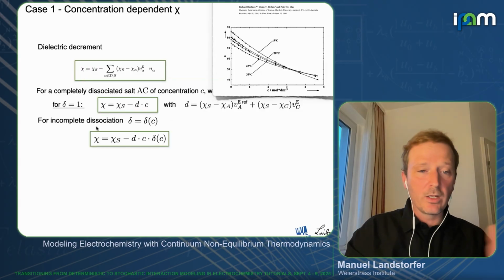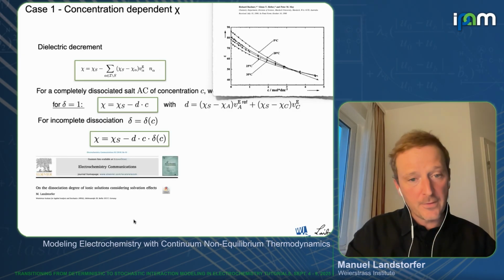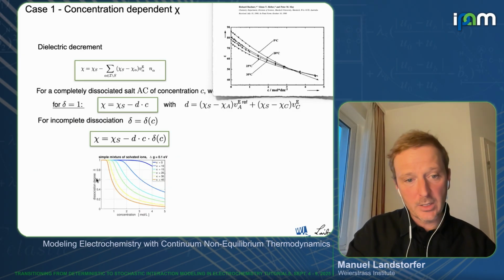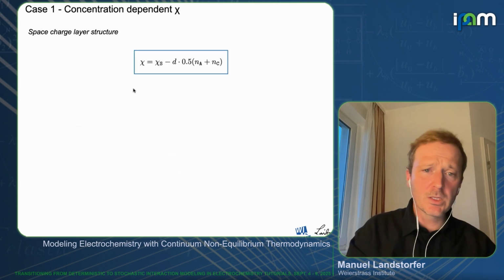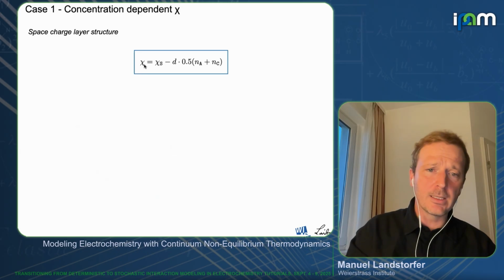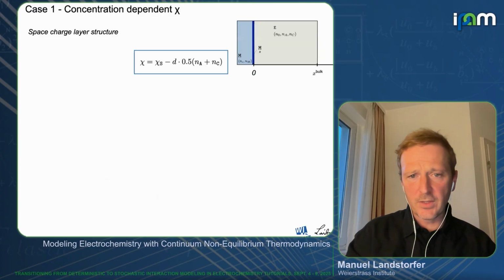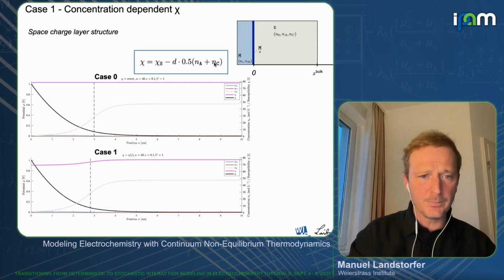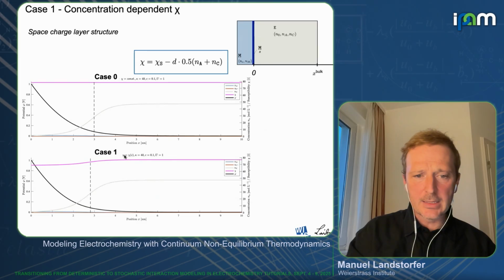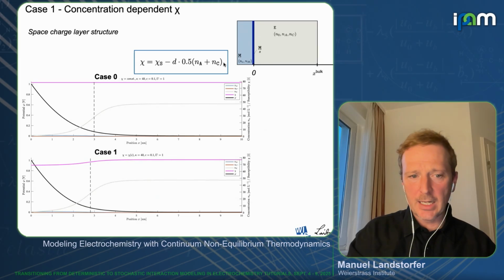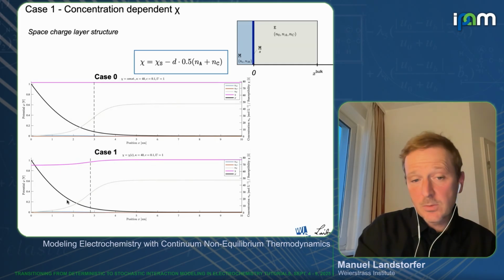This also works out when you have incomplete dissociation, as I showed you yesterday, where we have a dissociation degree which is non-zero, but this is not the focus here. So we now consider that the dielectric constant decreases when you have a locally increased concentration of either anions or cations. Case 0 is the one where chi is constant, and case 1 is one where chi is self-consistently a function of anion and cation concentration. And this is what you get out of a PDE solution here.